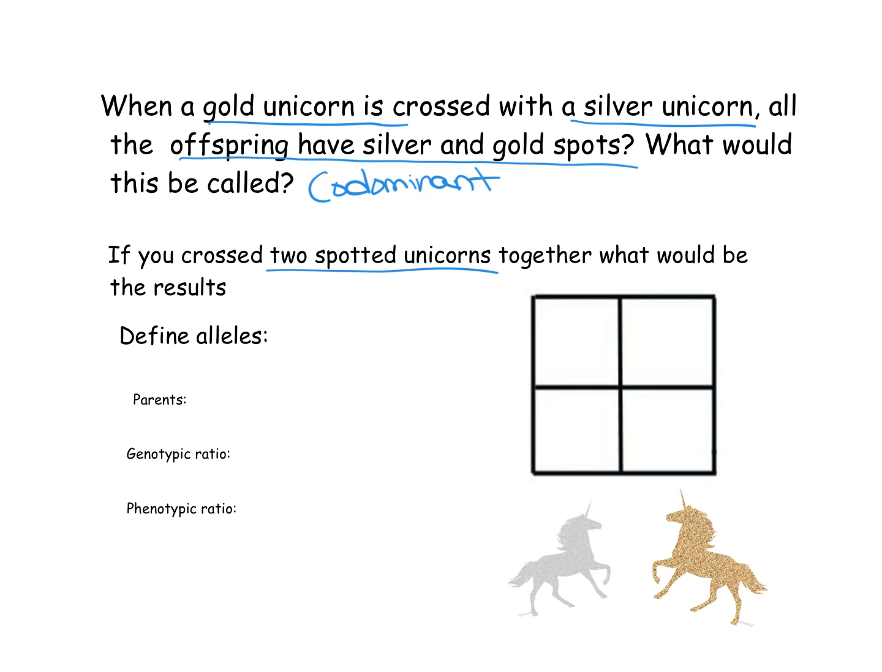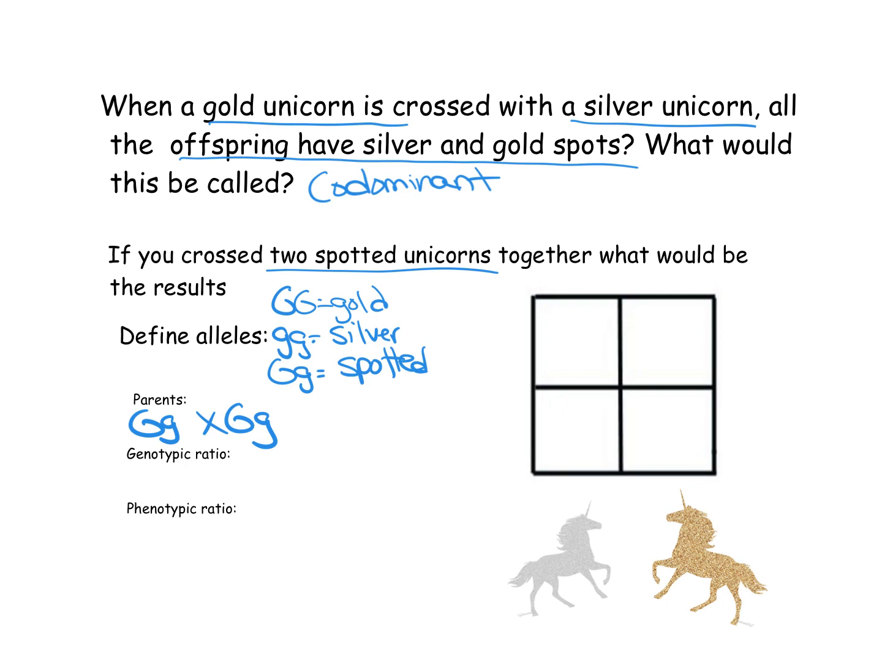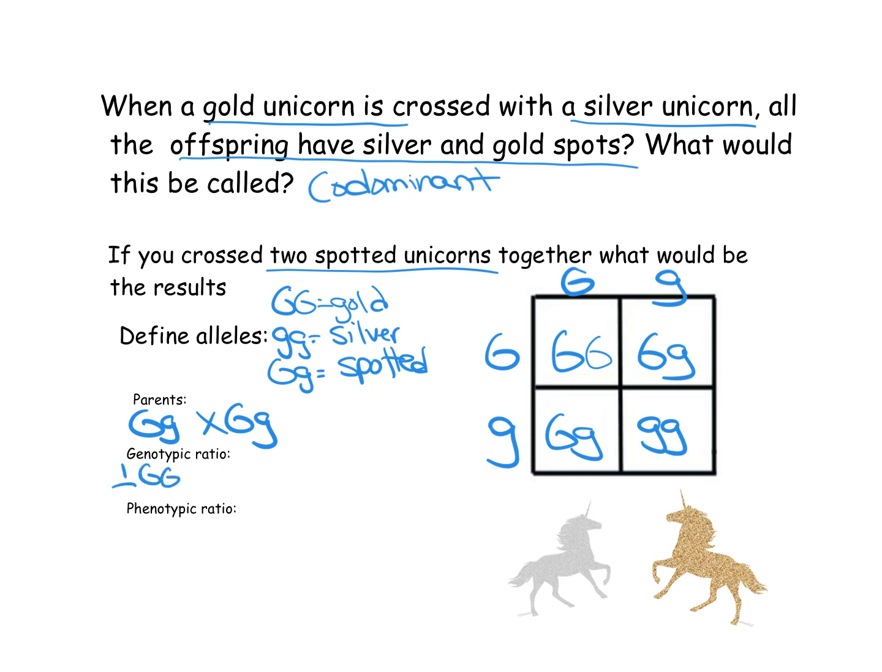Let's define those alleles. I'm still going to use big G for gold, little g for silver, and the heterozygous for spotted. So if I'm crossing two spotted unicorns, their genotypes are big G little g crossed with big G little g. I put one parent along the top and one parent along the side, and each of the boxes show all of the possibilities in fertilization for their offspring. Genotypic ratio, I see 1 big G big G. I see 2 big G little g, the heterozygous, and 1 little g little g.